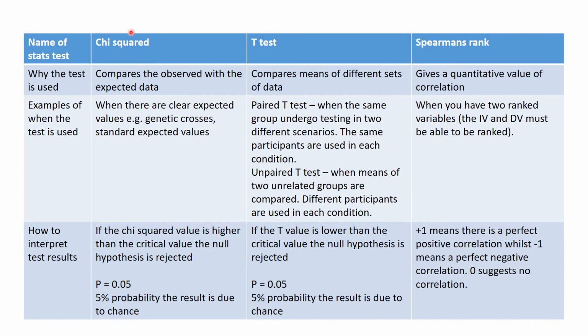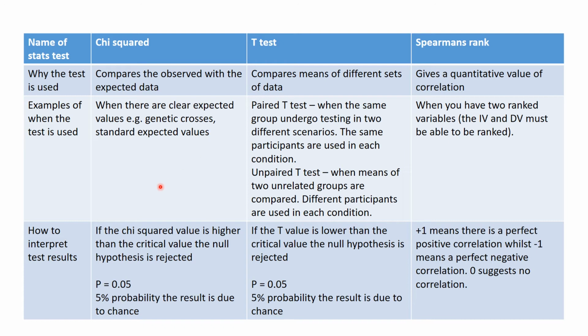So let's just go through one test at a time. The chi-squared test is used to compare observed and expected data. So you use it when there's clear expected values. For example, in genetic crosses, there's expected Mendelian ratios, or if you've got something with standard expected values. For example, if you were looking at the frequency of different coloured Skittles in a packet, the manufacturer releases data telling us the percentage breakdown of each colour of Skittles in a packet, or what you should expect. So if there's expected values that way, then you can use chi-squared.